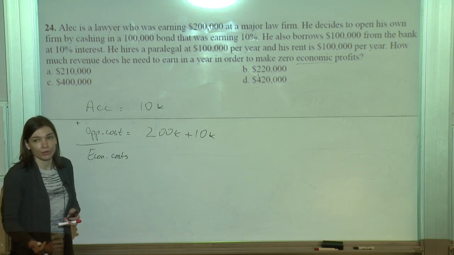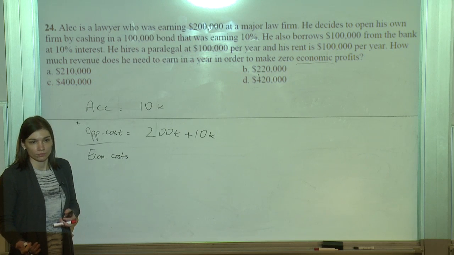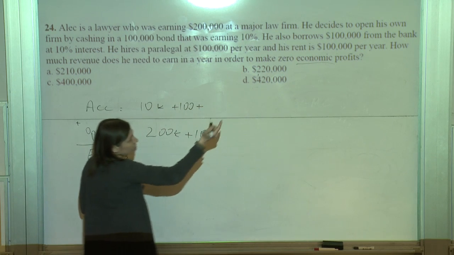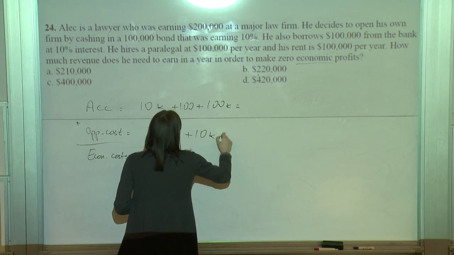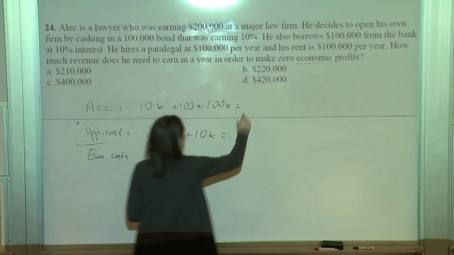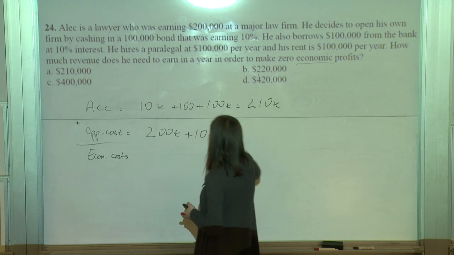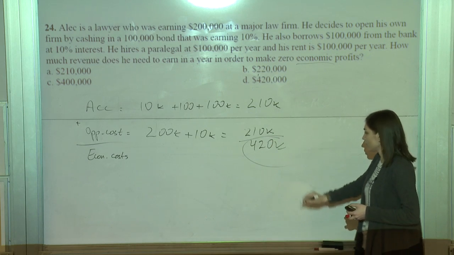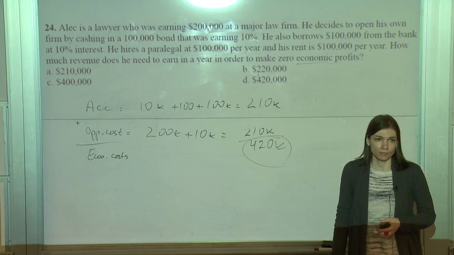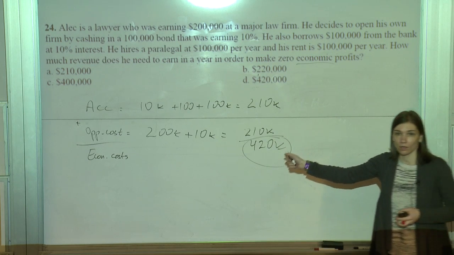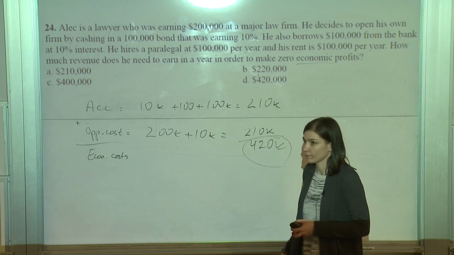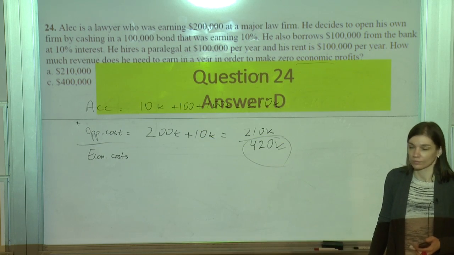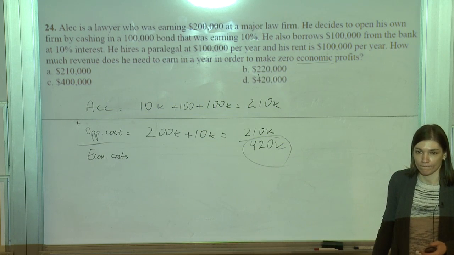Hires a paralegal at $100 per year. Accounting, right? That's straightforward. And the rent, the same, accounting. All right. So accounting costs are $210, and opportunity cost is also $210. And there you go. Right? So he needs to earn at least $420 in order to get a 0 economic profit. So that's D.